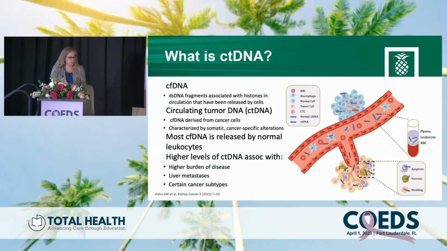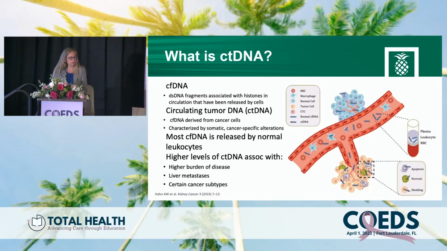So what is circulating tumor DNA? It is a type of cell-free DNA, which are DNA fragments that are circulating in the bloodstream. Circulating tumor DNA is just one type of cell-free DNA, and usually it comes about by apoptosis of tumor cells. These can either be from the primary tumor in tissue or from circulating tumor cells. Most cell-free DNA is actually released by normal leukocytes, so it's important to separate out what is actually the circulating tumor DNA fraction of the cell-free DNA.